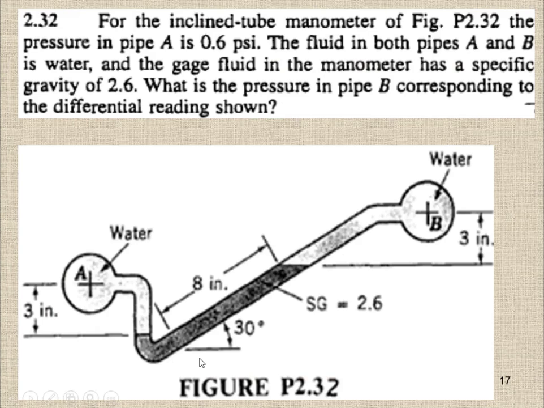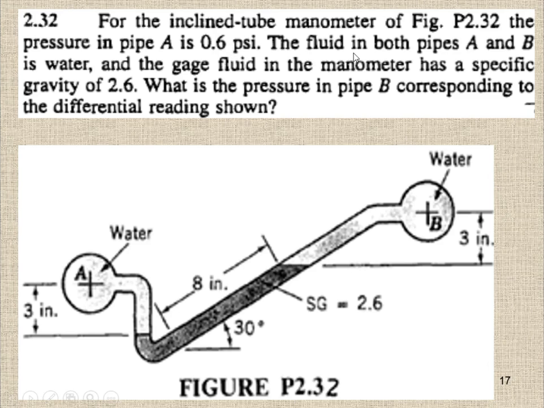Okay, now this is the last problem, the inclined manometer. So how do we measure the pressure? By using the inclined manometer, and we measure a very slight pressure change due to this manometer. For the inclined tube manometer, as shown in the figure, the pressure in pipe A is 0.6 psi. Here you see the units are changed. We are dealing with the English system.